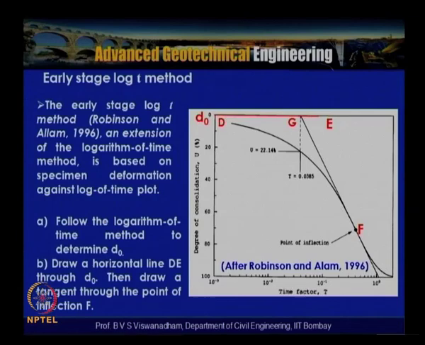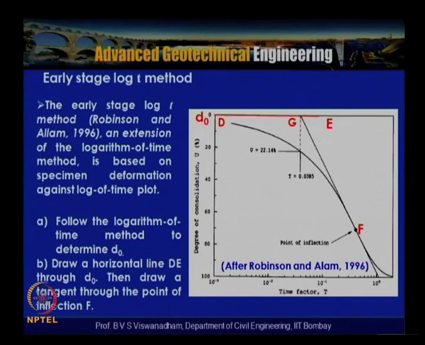This was done basically by looking into the field data, where the coefficient of consolidation values are very high when compared to the laboratory data. So the early stage log T method, after Robinson and Alam 1996, is an extension of the logarithmic time method, and is based on the specimen deformation against the logarithm of time plot. In the first step, we follow the logarithm of time method to determine D naught. So here also, to determine D naught, we have to follow the procedure which we adopted.